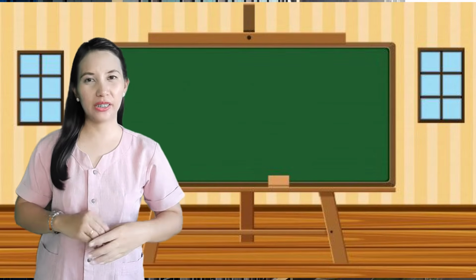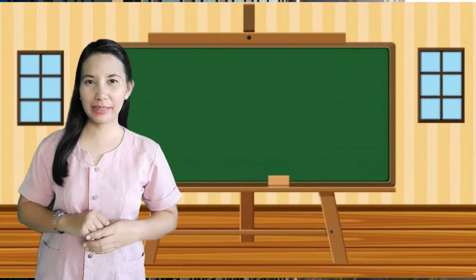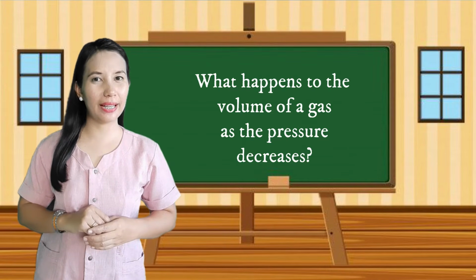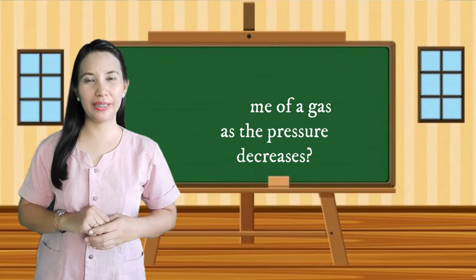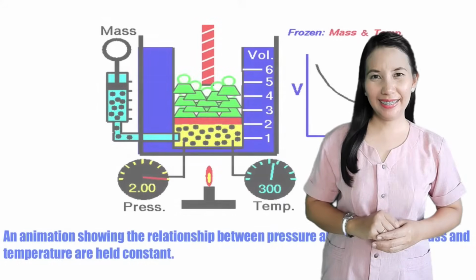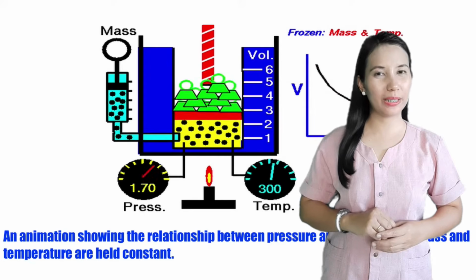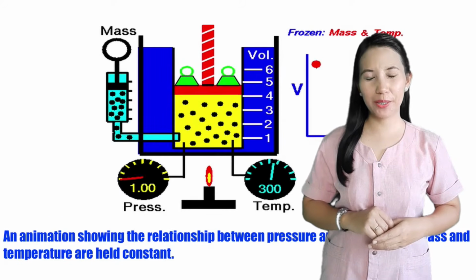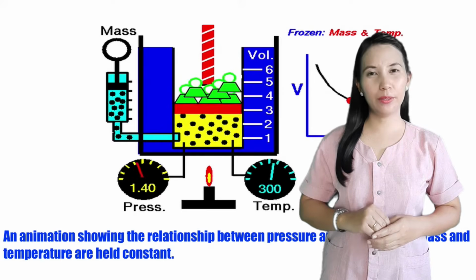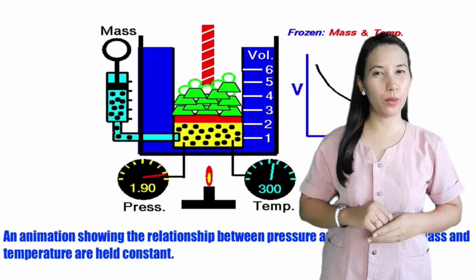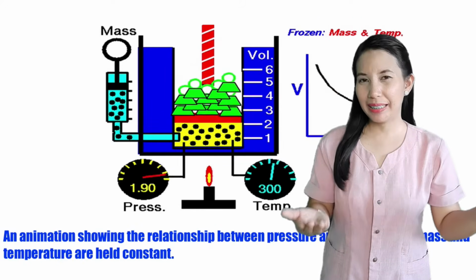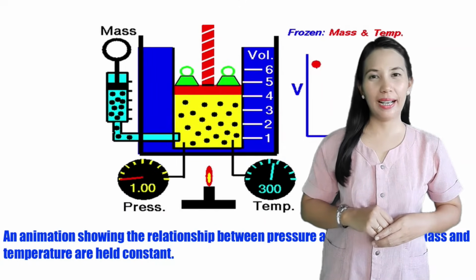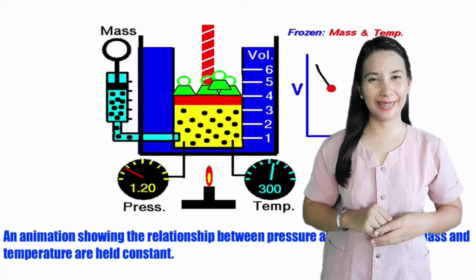Let us watch again the animation, and this time, let us observe what happens to the volume of the gas as the pressure decreases. Again, the animation shows the constant temperature reading of 300, the pressure reading from 1 to 2, and the volume reading from numbers 1 to 6. But this time, observe what happens to the volume of the gas as the pressure decreases.